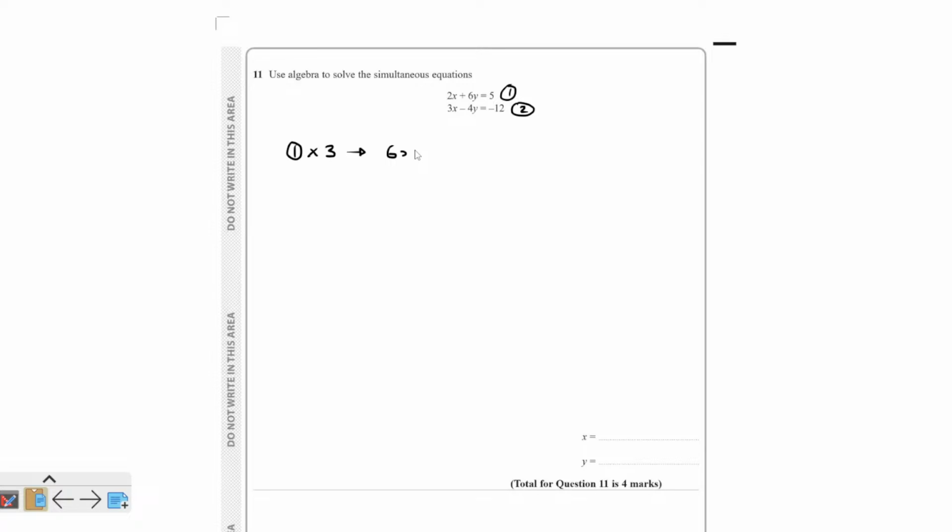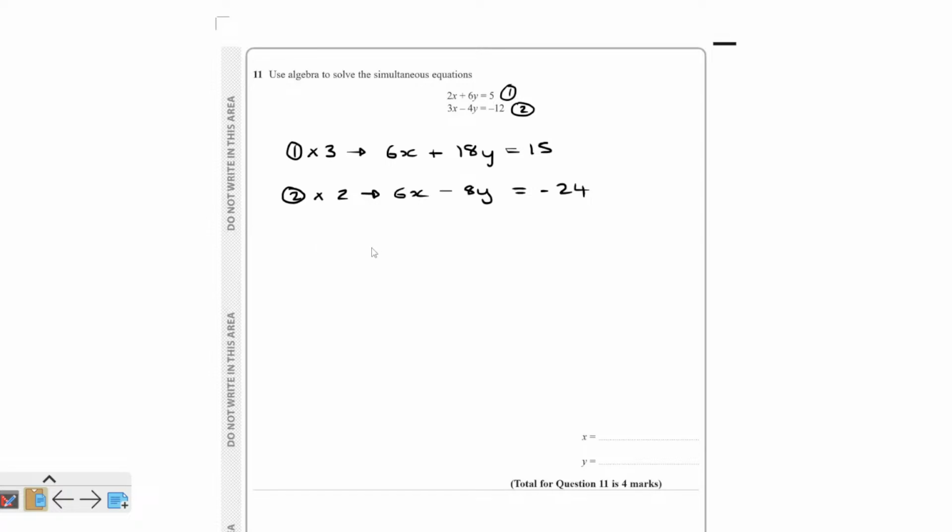So that would be 6x plus 6y times 3 is 18y. 5 times 3 is obviously 15. So that's my new version of equation 1. Equation 2, I would have to multiply by 2, wouldn't I, to make it 6x. So 6x minus 8y equals 24. Now do you see how I've got x? They're both the same. That's what I want. So I can always eliminate the x's because they're the same number.